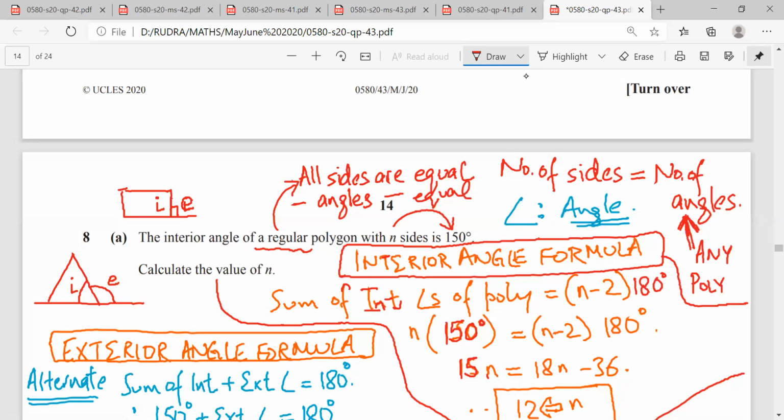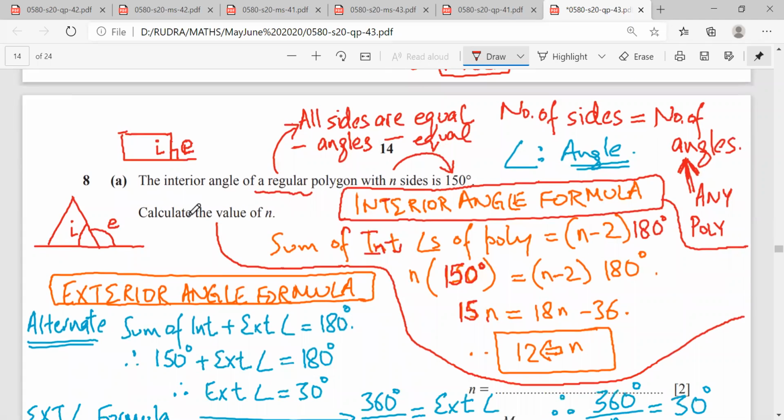So, Mr. Rudra, this is the second part of QP43. In part 2, the first question that we need to do is question number 8, A part. The interior angle of a regular polygon with n sides is 150 degrees. Calculate the value of n.